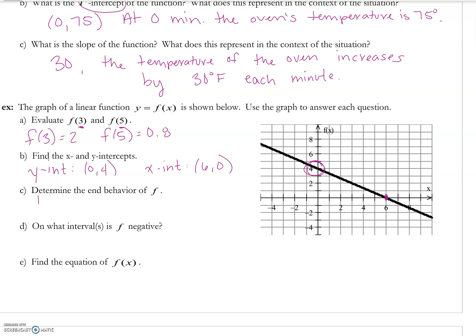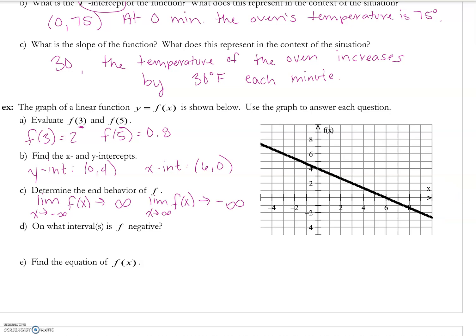End behavior. We need to remember our limit notation. So the limit as x approaches negative infinity of f of x, and the limit as x approaches positive infinity of f of x. For the first one, as the x values get infinitely small, so as my eyes move towards the left, the function itself is going up towards positive infinity. For the limit on the right side, as my eyes move to the right and as x gets infinitely big, my eyes go down, which means that it approaches negative infinity.